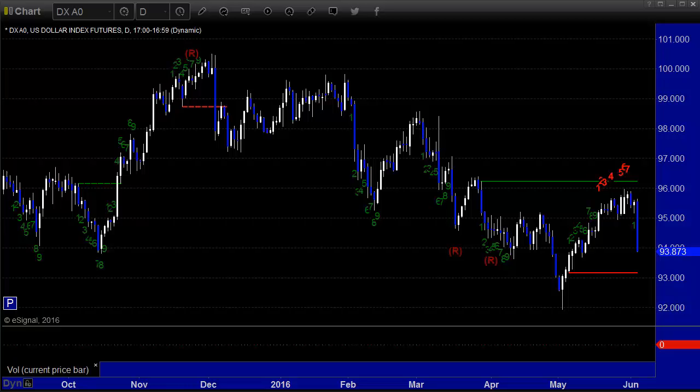Hello, this is the TradeSite Forex market preview and international economic data roadmap for the week beginning Sunday, June 5th and ending Friday, June 10th, 2016. Almost halfway done with the year already. Here's a look at the dollar index daily chart.